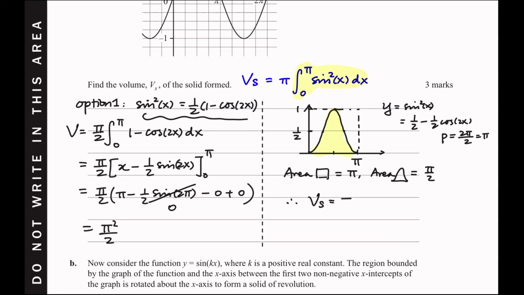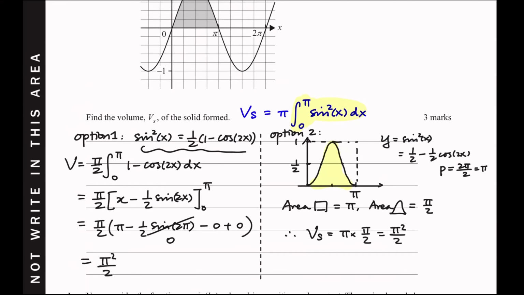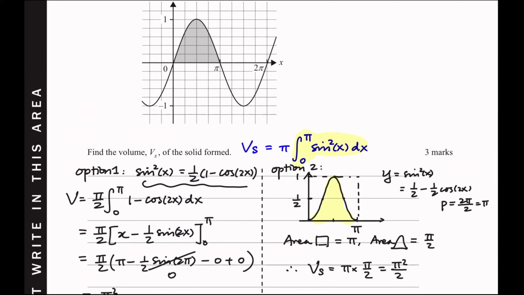Therefore, Vs equals pi times the value of the integral. That is pi squared divided by 2. Okay? So that is another way you could calculate this answer. But don't forget you need to multiply this yellow value by pi because that's coming from the volume of revolution integral.